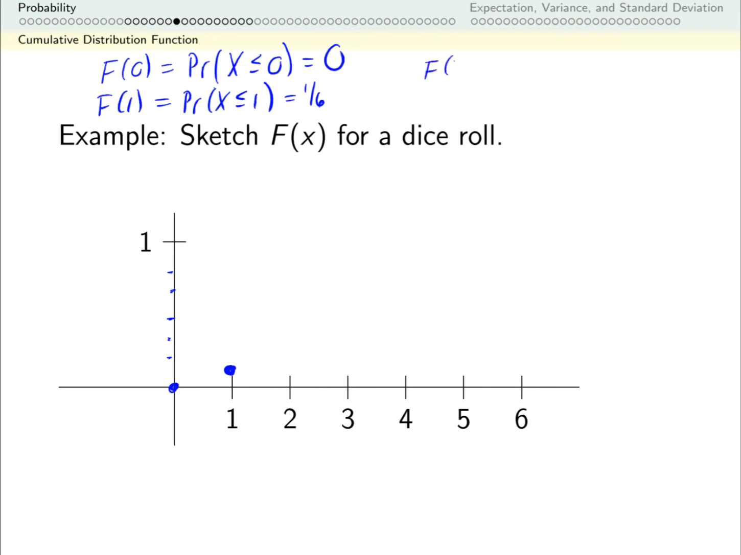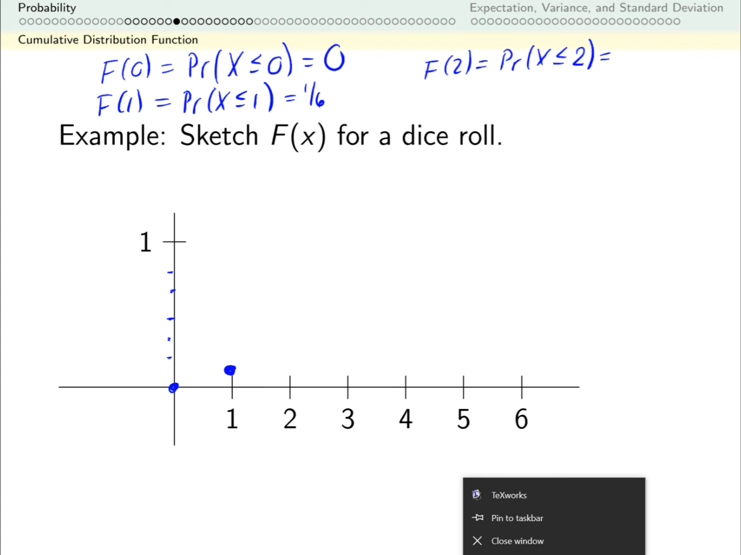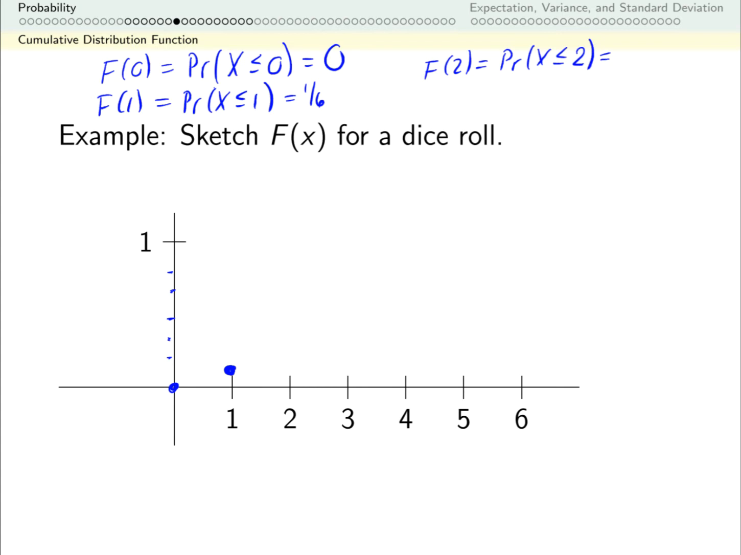Now let's think about F of 2. This is the probability that I roll my dice and the number that comes up is less than or equal to 2. So that's the probability of rolling a 1 or a 2. And we saw that in a previous video. This is 2/6 or 1/3. There's two ways that I can be less than or equal to 2.